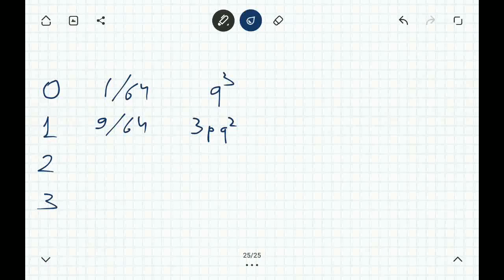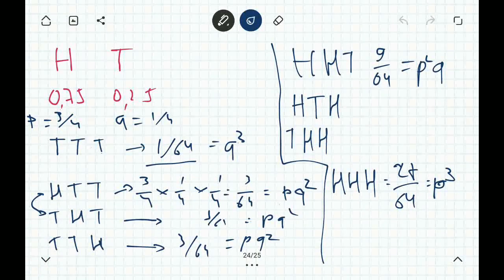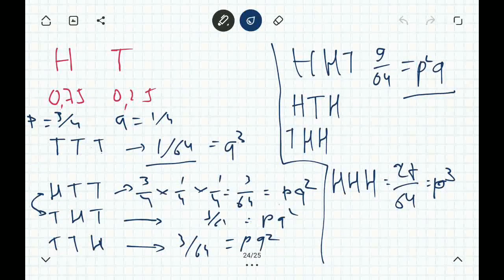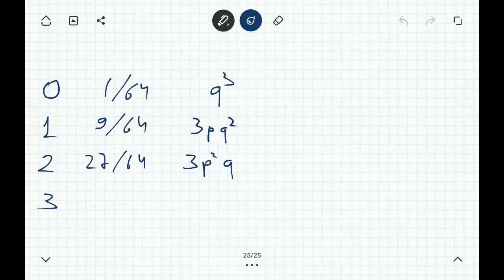So then 9/64. And for the next one we have 3 cases, and each of those 3 cases has the probability of p squared q. So overall probability is 3p squared q, and it's 27/64, I guess. Yeah. And for the last one we just have one outcome with the probability of p cubed, which is again 27/64.